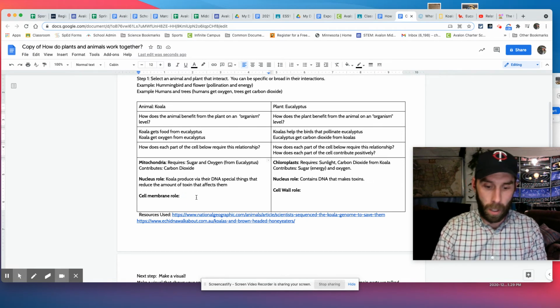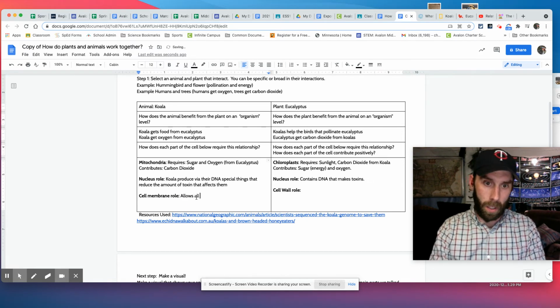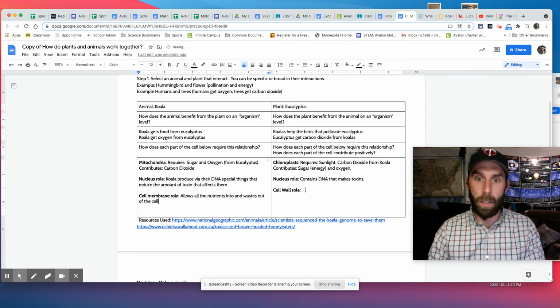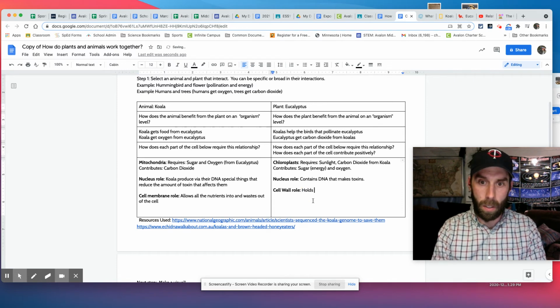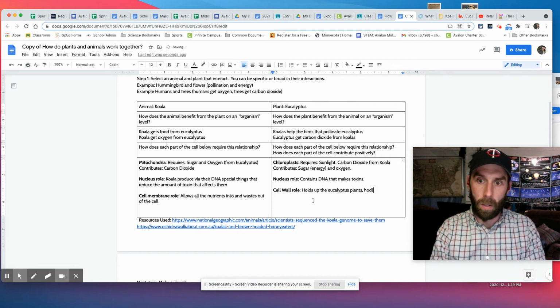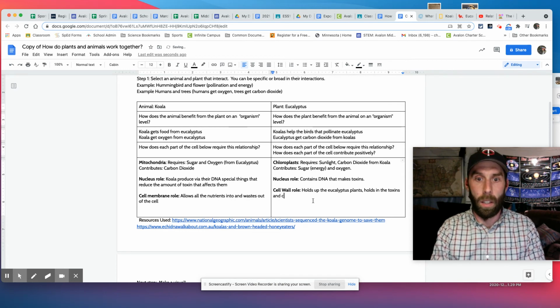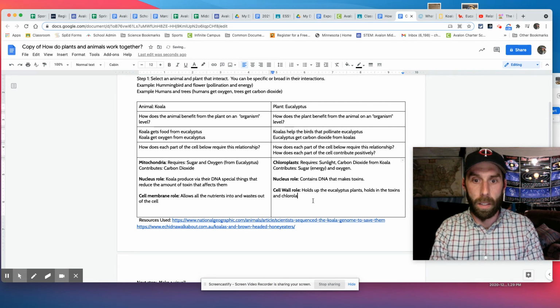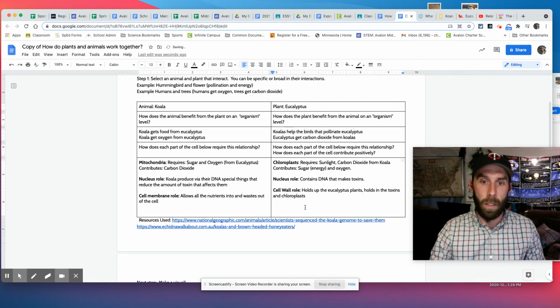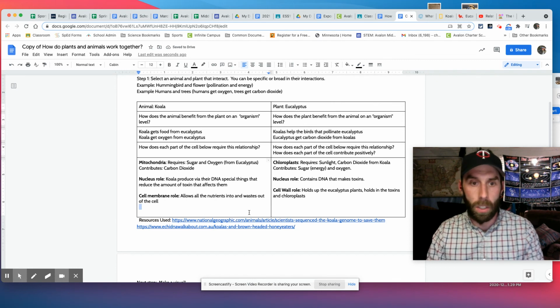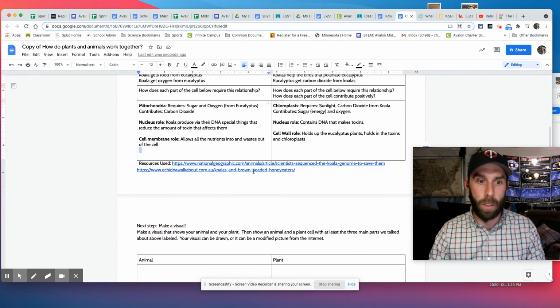All right, cell membrane allows all the nutrients into and wastes out of the cell. Cell wall holds up eucalyptus plants, holds in the toxins and chloroplasts. All right, so that's what you need to do there. Put some resources that you use down here.